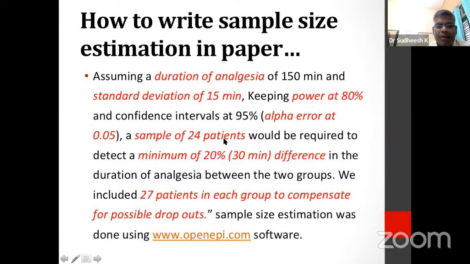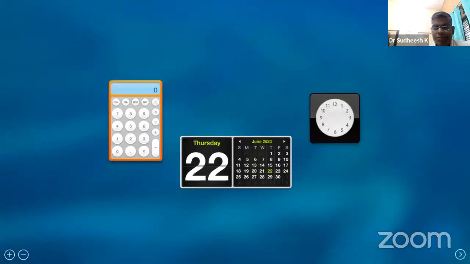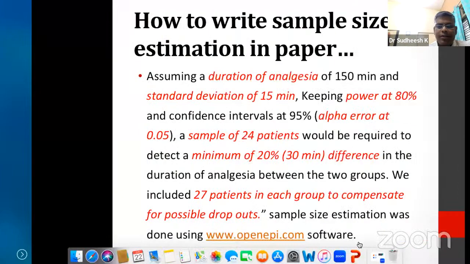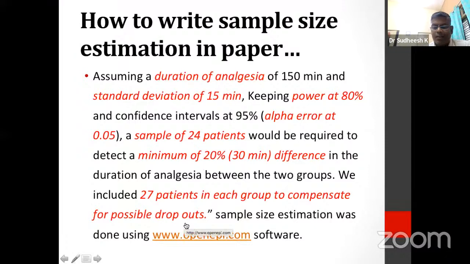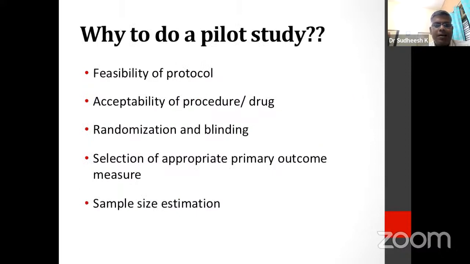A minimum sample of 24 patients would be required, but you add 27 patients to the final sample size to compensate for dropouts. So if you write this way, the editor will know that you have actually done the work properly, and the chances of rejection of the paper are less, especially based on the sample size estimation.